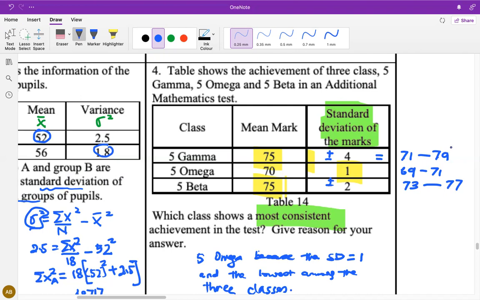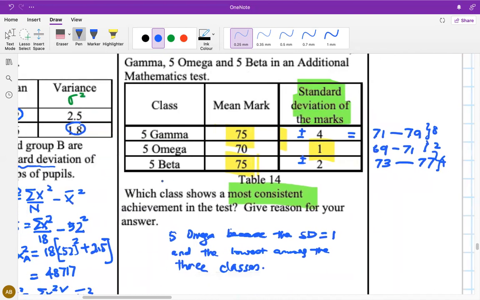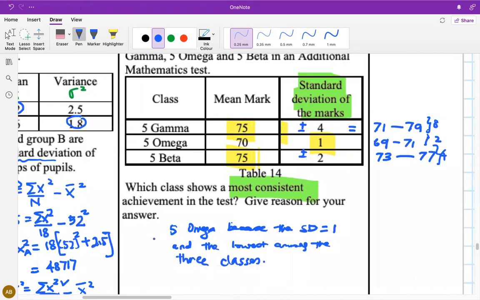If you minus, this one is 8 here, this one is 2, this one is 4, right? So this means 5 omega is more consistent, right? But in the exam, you just write 5 omega, 1 mark, and then why? Then the standard deviation is the lowest, okay?